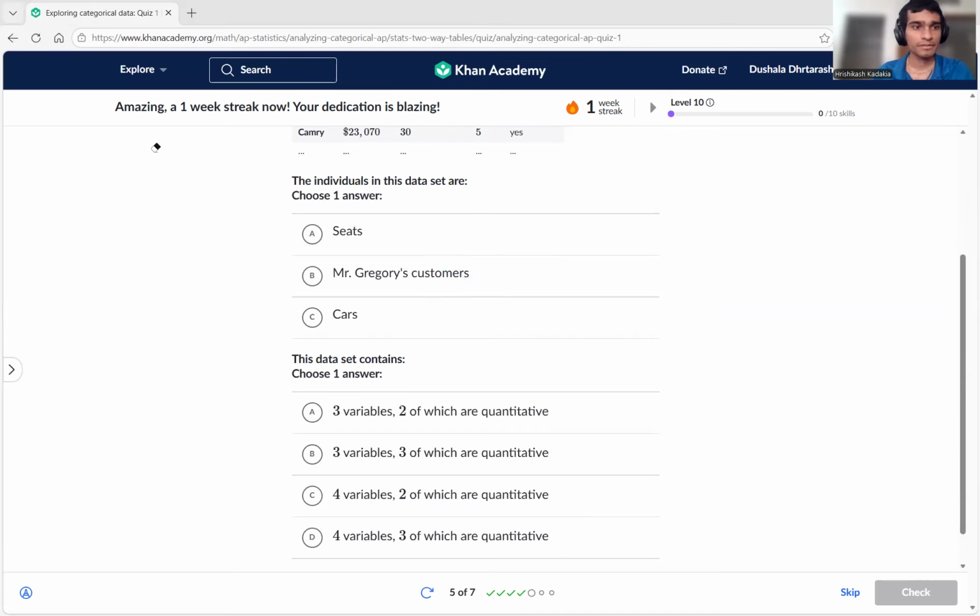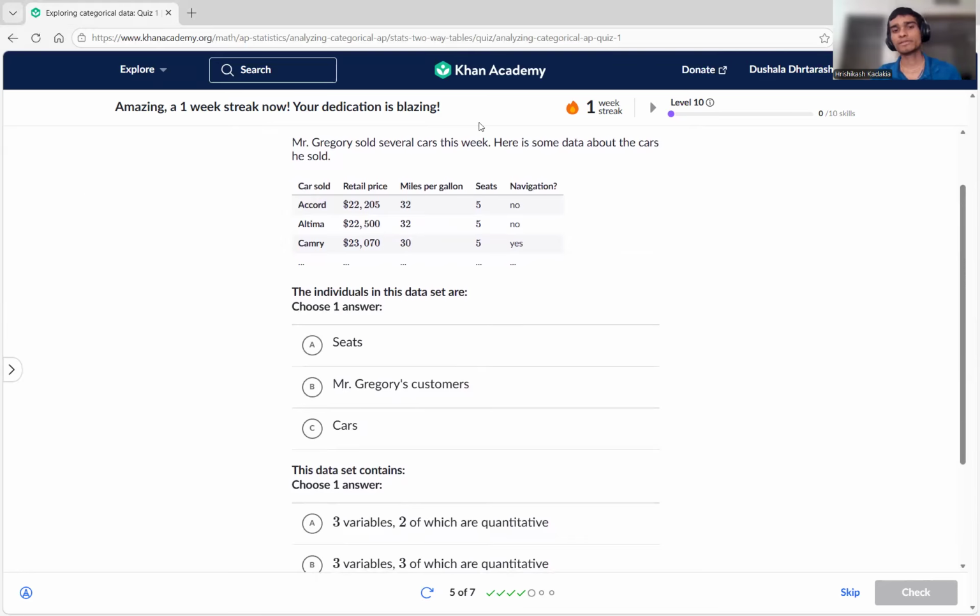Okay, now coming to here. Let's see, I think it's okay. Mr. Gregory sold several cars this week, so now here's some data about the cars he sold. So when he's selling cars, the individuals in this data set are what? They are the cars he's selling, right? They shouldn't be the customers. They should be the cars, because he's selling several cars this week. What is the data focused on? What are all those variables on these cars?